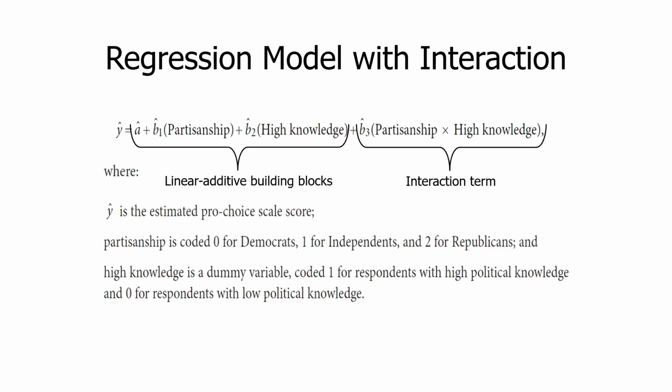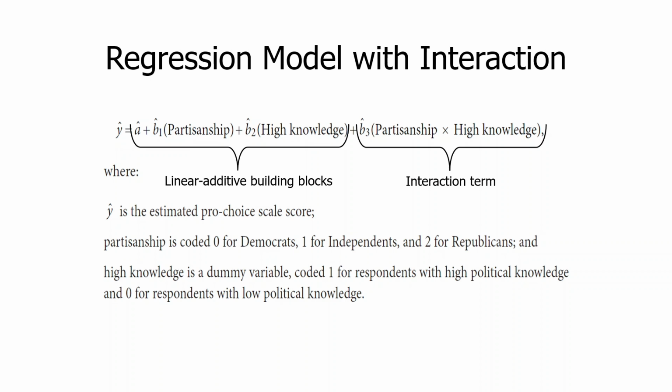Now, here's the formal model. Y hat is, of course, the estimate of abortion opinions. Let's look first at how these variables are coded. That'll give us a clue as to how they're going to behave when we manipulate their values. Y hat is the estimated pro-choice scale score. Partisanship is going to be coded 0 for Democrats, so all the Democrats are going to have 0 on partisanship, 1 for independents, and 2 for Republicans. So the range of this variable is from 0 to 2, from Democrat to Republican.